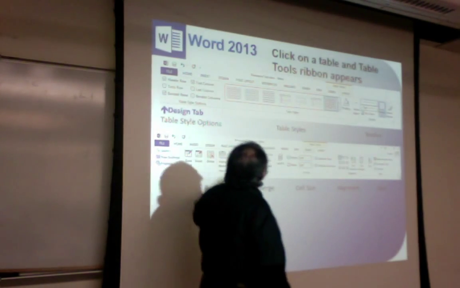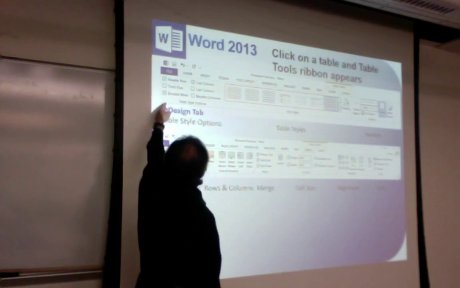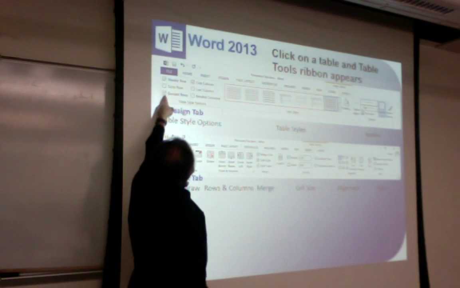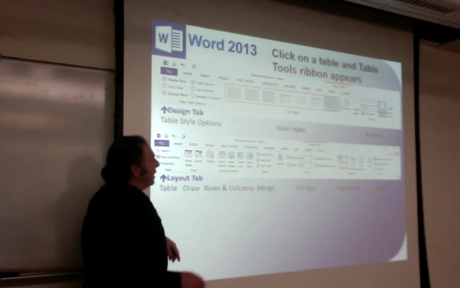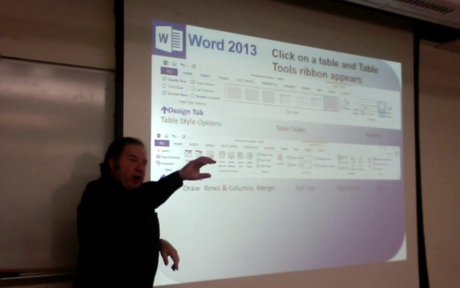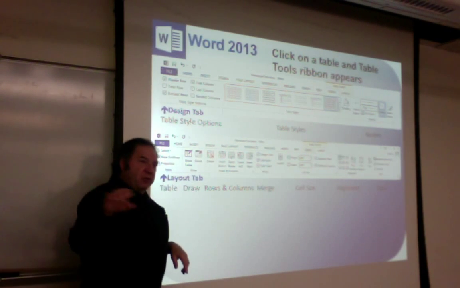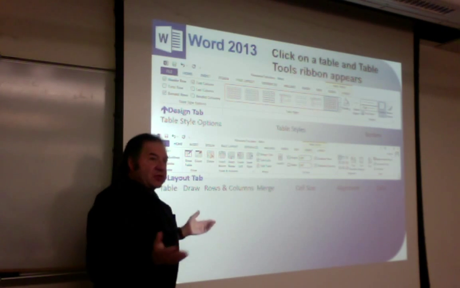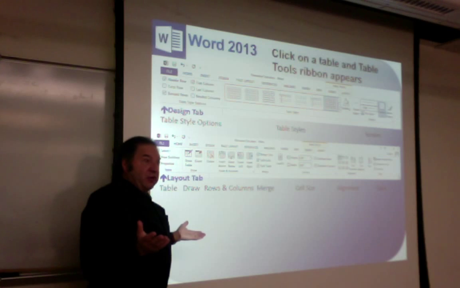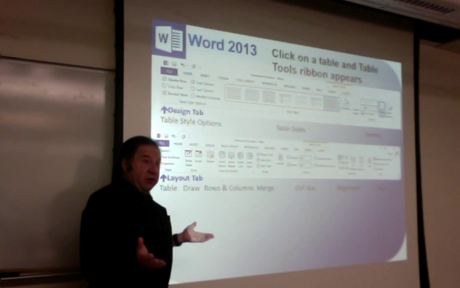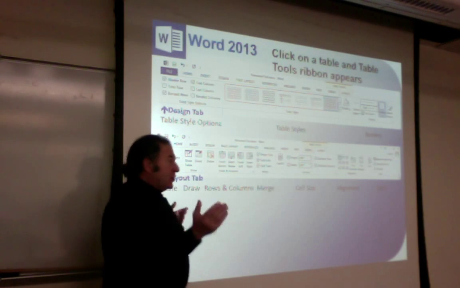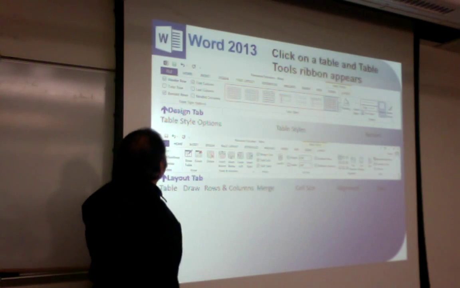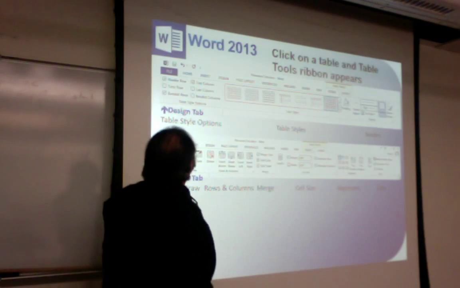So this one out here is called design. This is the design tab. And this lets you do things like banded rows. So a banded row means one row will be gray, the next row will be clear. The next row will be gray, the next row will be clear. It's a way of distinguishing between rows. If you do that, you can get rid of the grid lines. You don't need to have them because the different shadings will indicate what's where. You can do the same thing with banded columns also.